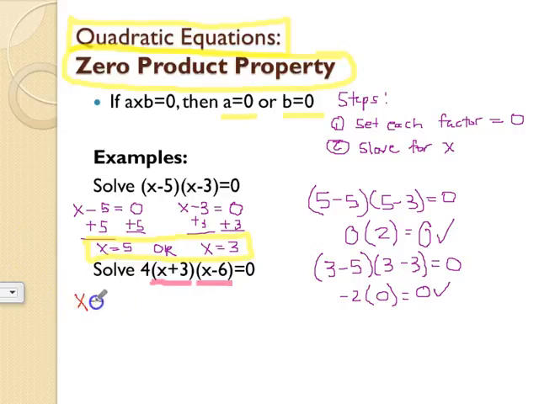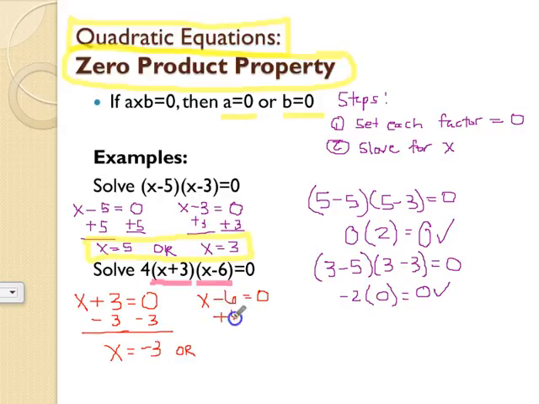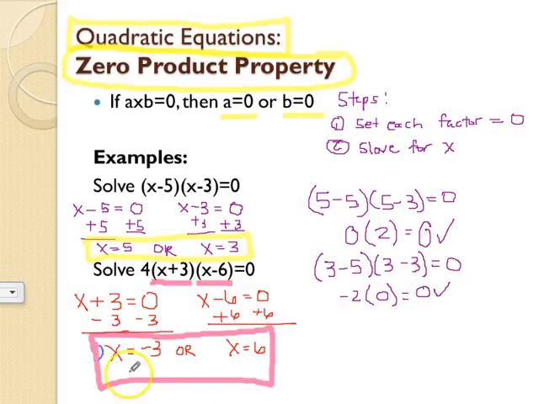So we're going to take each of our factors and set it equal to 0, and then we solve for x in each equation. So here I'm going to subtract 3 from both sides and I would get x equals negative 3 as one of my answers. Or, in this case, I'll add 6 to both sides and I get x equals positive 6. So those would be my two possible answers. Done.